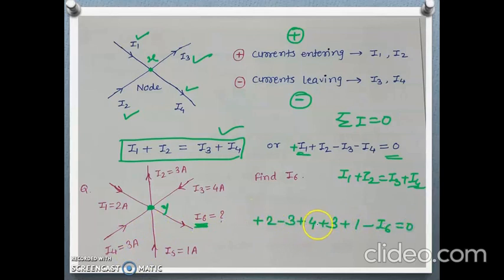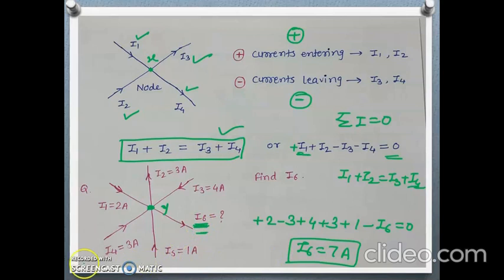Okay. So this will be this plus 2 minus 3 minus 1 plus 4, 3 plus 3, 6 plus 1, 7. That means I6 value will be 7 ampere. And in this way, by using this KCL or Kirchhoff's current law, we can easily find out the unknown current.